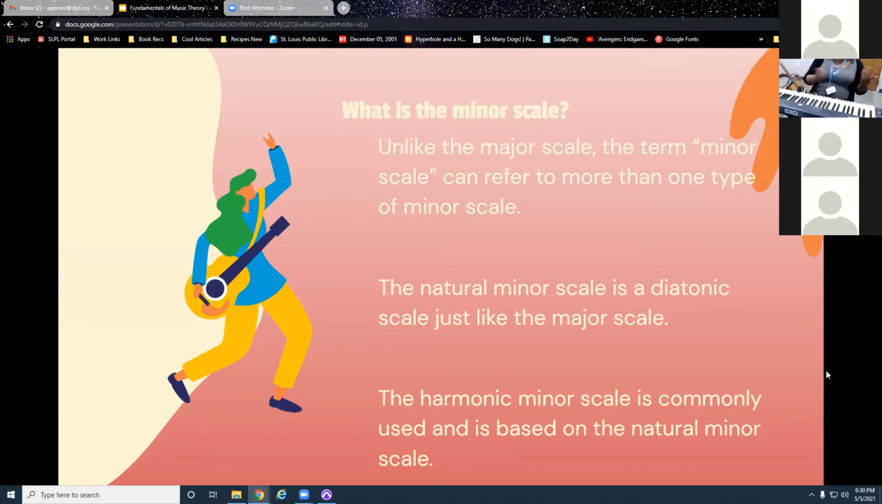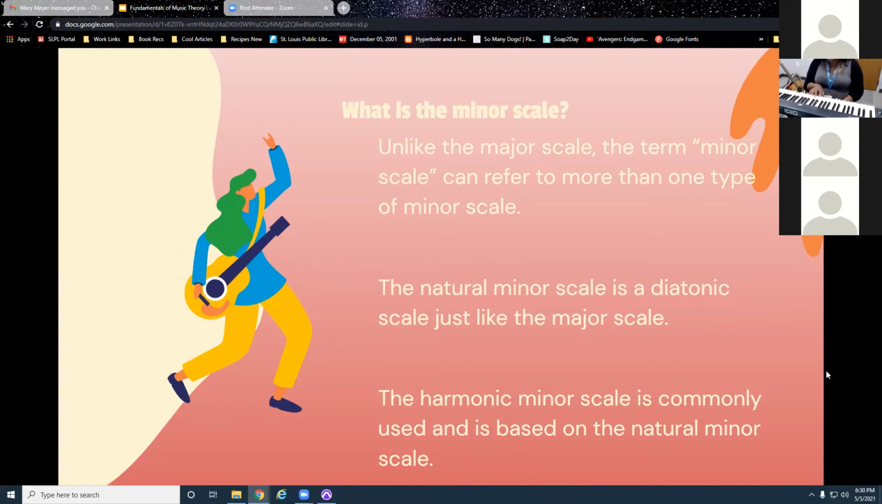So let's talk about the minor scale. So unlike the major scale, the term minor scale actually refers to more than one minor scale. Most likely when someone says, oh, I've written a piece in the minor scale, or the minor key, they're referring to the natural minor scale. But there's also the harmonic minor scale, which is almost the exact same as the natural minor scale. The only difference is that the seventh scale degree, which means the seventh note, is going to be raised a half step. So A minor has the exact same concept as a C major scale.